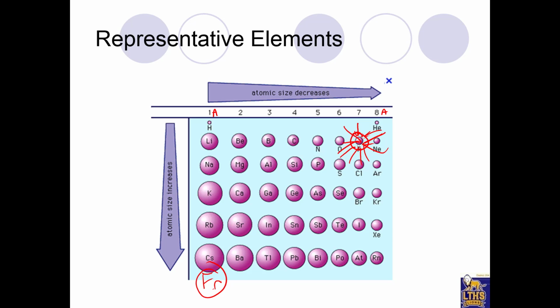Francium, on the other hand, is the biggest element in its period, in its row, okay? And since it's the biggest element in its period, it's not going to be able to pull electrons towards itself.